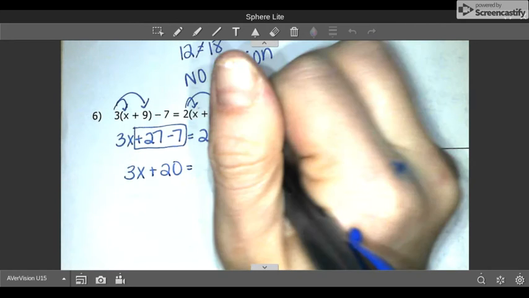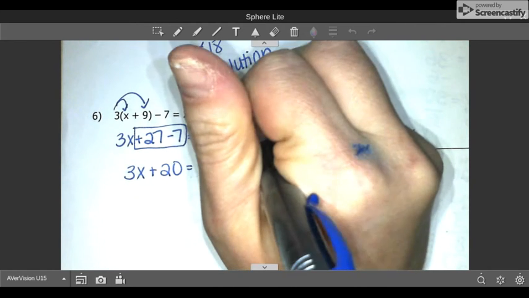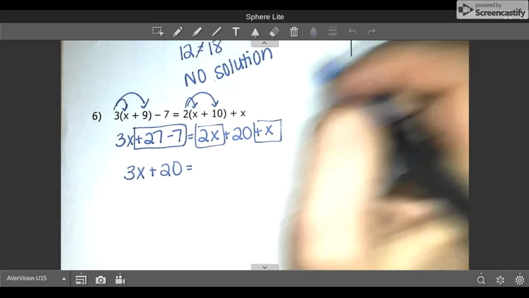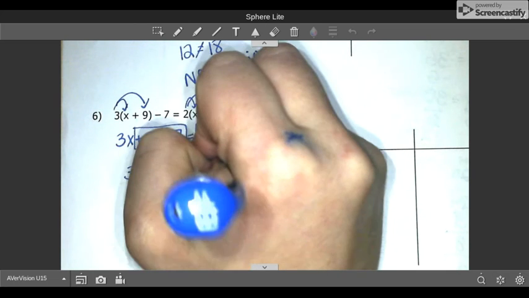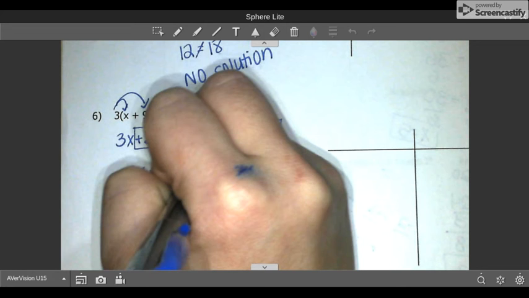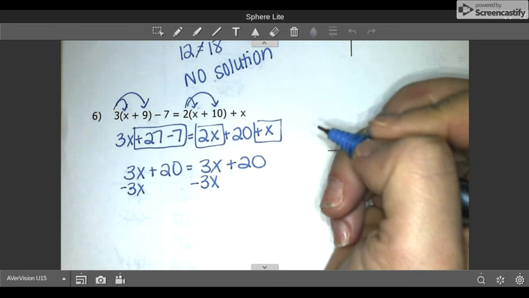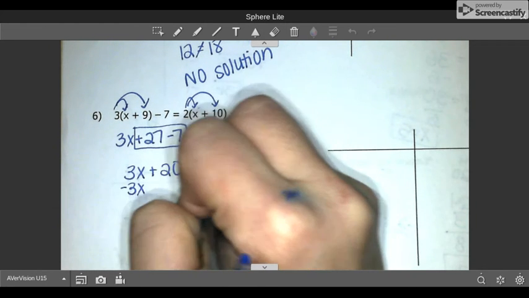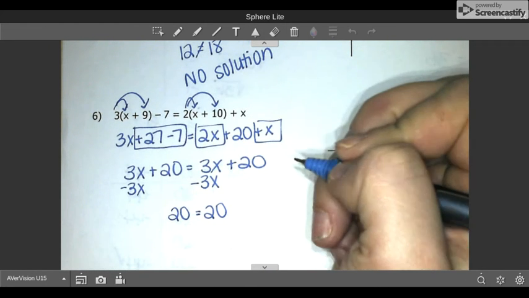And then you can combine 2x plus x to get 3x plus 20. Now, if I take away 3x from both sides, you see how the variable goes away, and you're left with 20 equals 20. Does 20 equal 20?